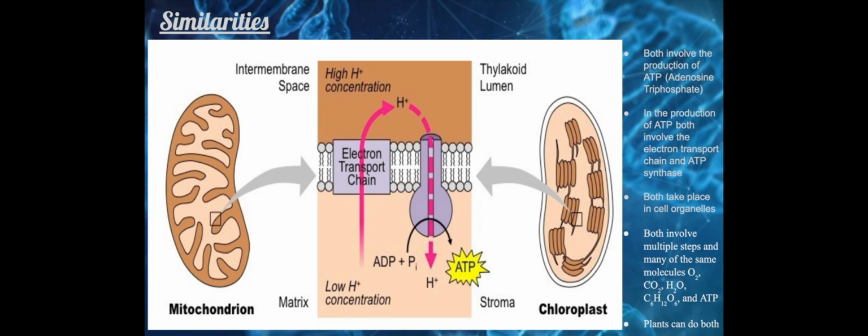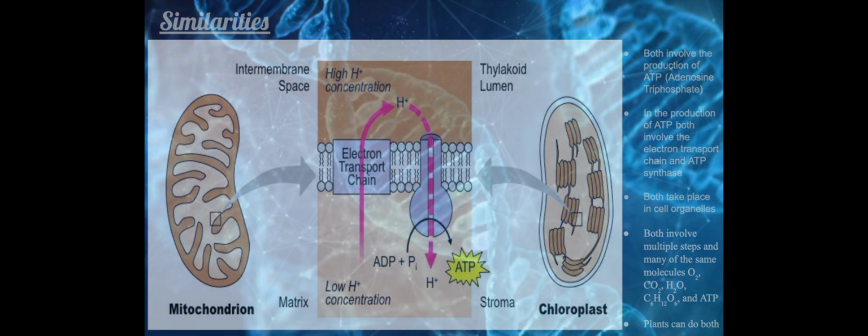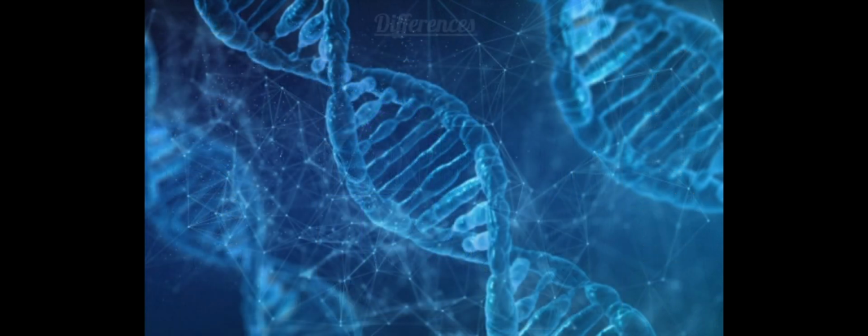Now, with photosynthesis and cellular respiration, both of them actually take place in cell organelles, and they both involve multiple steps and many of the same molecules like oxygen, carbon dioxide, water, glucose, and ATP or adenosine triphosphate. And what's actually quite similar with these two is that plants can do both photosynthesis and cellular respiration. Now, let's head into the differences with each other.